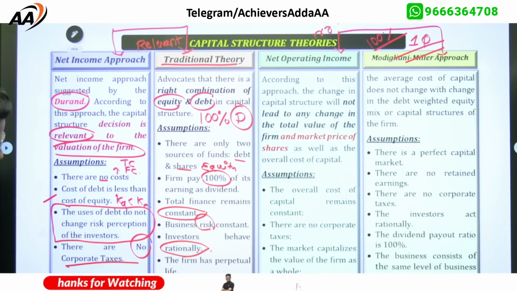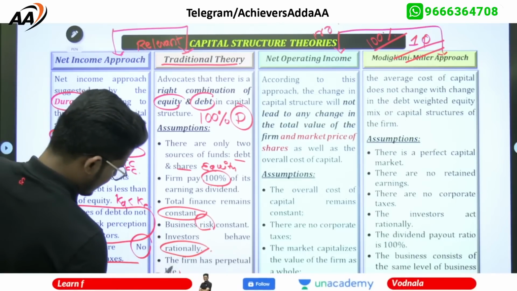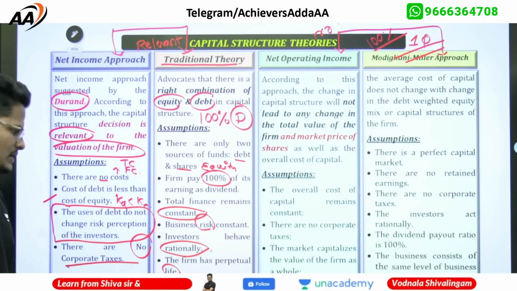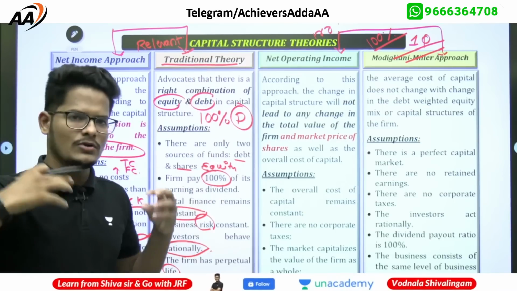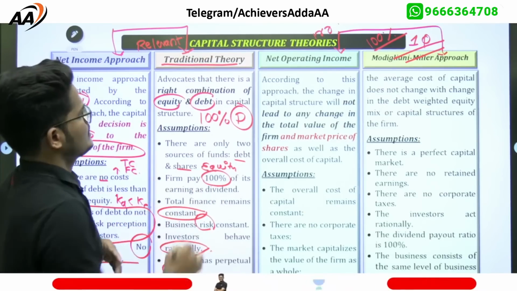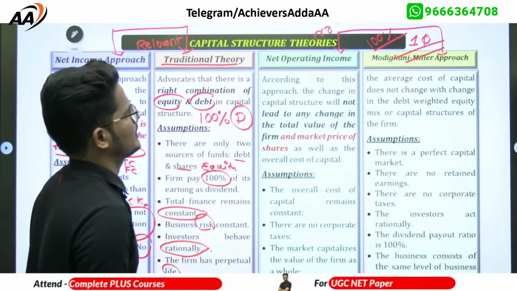Next, the firm has a perpetual life. Perpetual life means the firm is long lasting. It will be a going concern. So these are the assumptions of traditional theory.